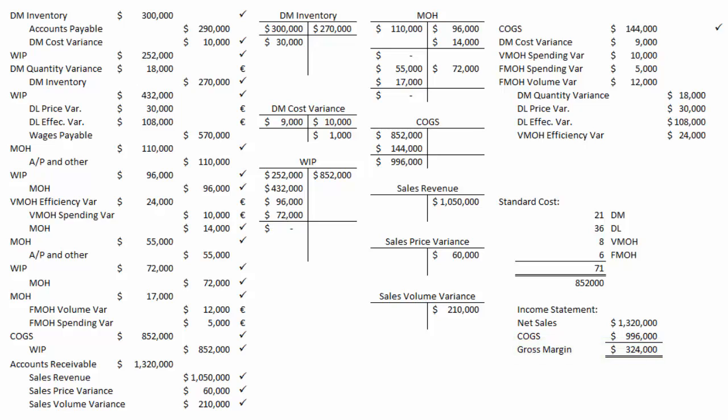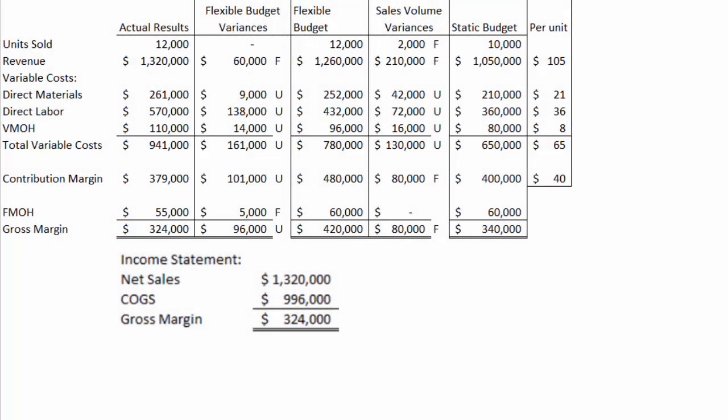Let's go ahead and compare that quickly to where we started this whole process. Okay, we're back to our original expanded budget with our flex budget variance and our sales volume variance. And when we've posted all of these journal entries, we end up with net sales of $1,320,000, which matches our actual results. Our cost of goods sold is $996,000, and our gross margin is $324,000, which matches our actual results. So the process of doing all of this takes us from our standard to our actual.